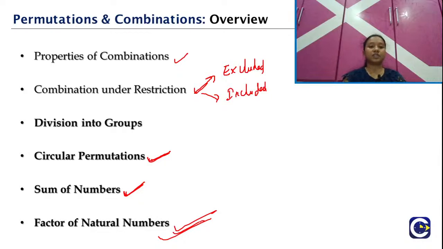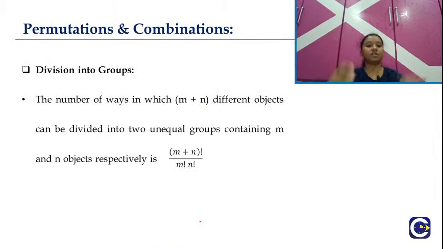As we ended our previous session with combination under restriction, today's session we are going to begin with division into groups. The first one here is the number of ways in which m plus n different objects can be divided into two unequal groups. Here we have a group containing two different kinds of objects, m objects and n objects, so m plus n will be our total objects.